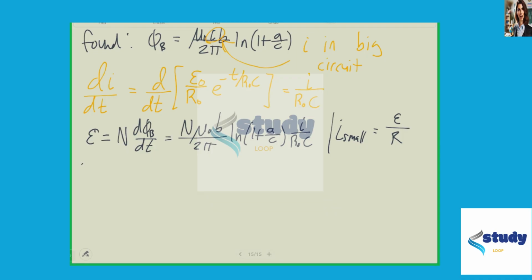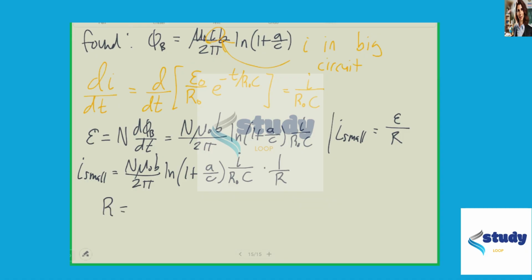So actually the final expression for the current in the small circuit is N mu naught B over 2 pi times the ln of 1 plus A over C times I over R0C times 1 over R, where R is, so I'll actually label this R small. How do I calculate R small? That's the resistance of the small circuit.